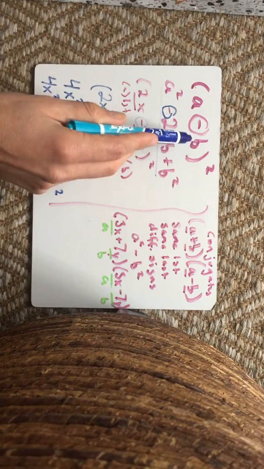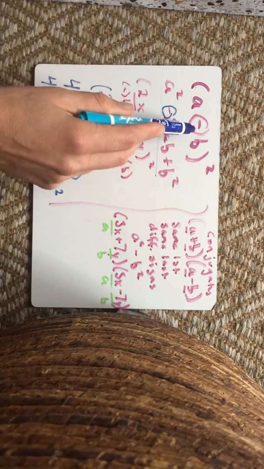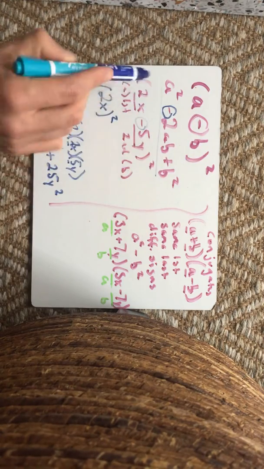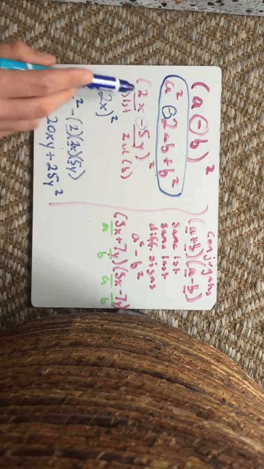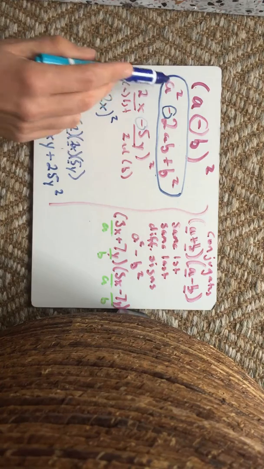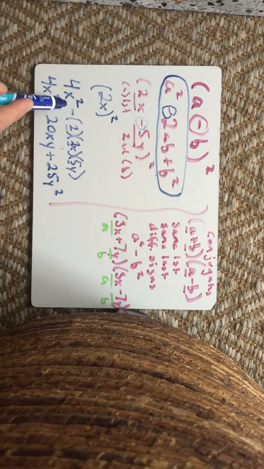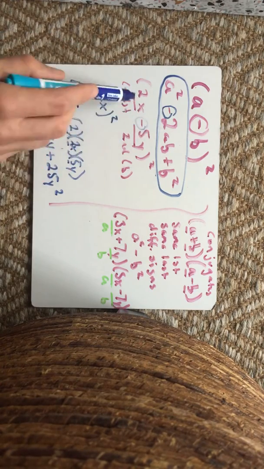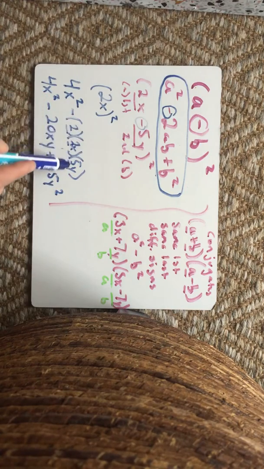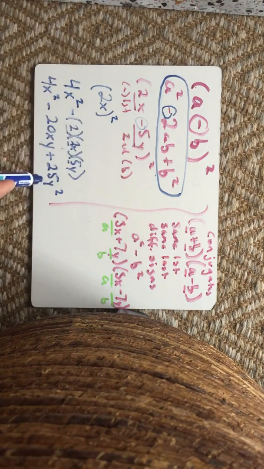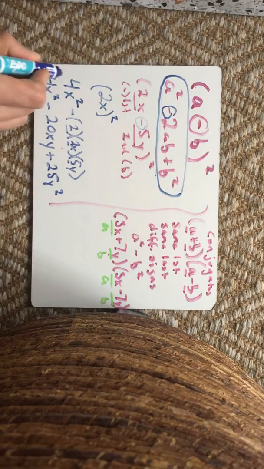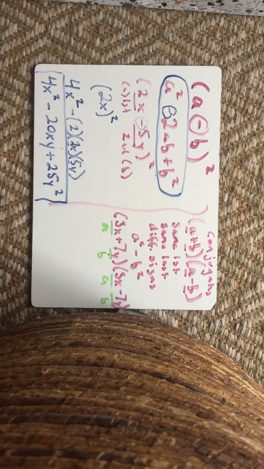So if you have a binomial, two terms that are being subtracted and squared, I can always use this formula. Whatever the first term is squared, minus whatever the first times the second times 2 is, multiply all the numbers, plus whatever the last term is squared. And then that will give me my answer. There are no like terms, so that's my answer.